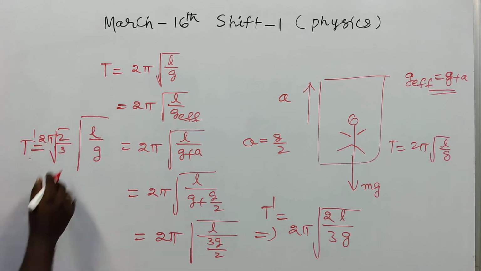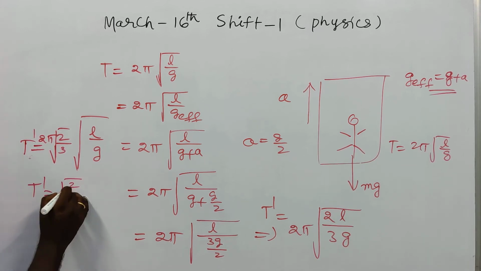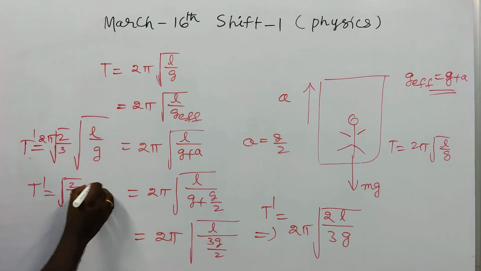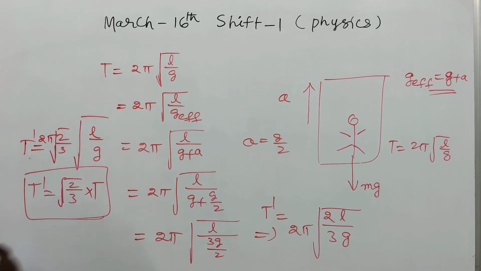So 2π root L by g is the T, where T dash is equal to root 2 by 3 into T. So this is the option here. The right answer is T dash equal to root 2 by 3 into T. The options are given here.